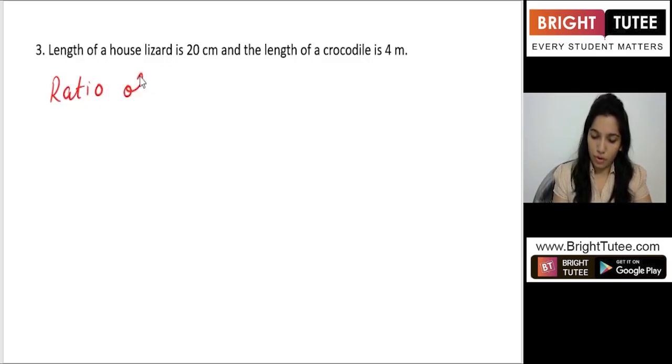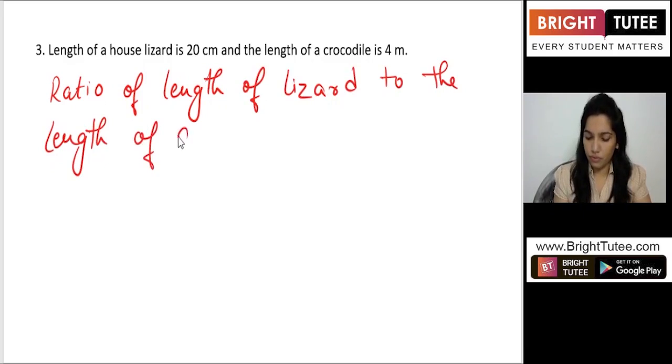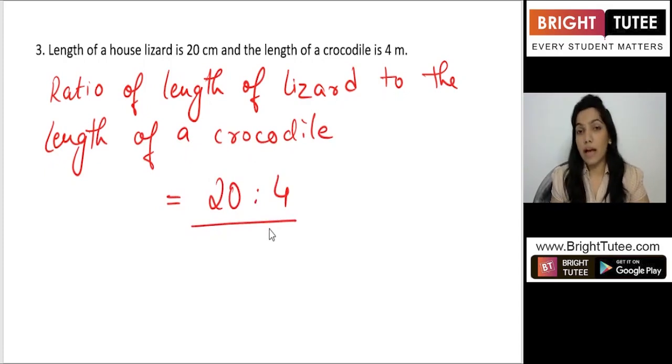Ratio of length of lizard to the length of a crocodile is equal to 20:40. Do you think I have done this correctly? I hope you can point out the mistake. What mistake did I do here?